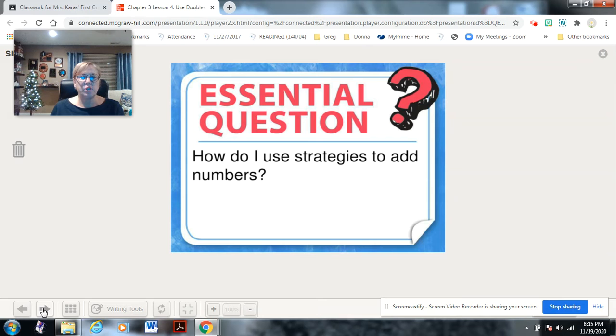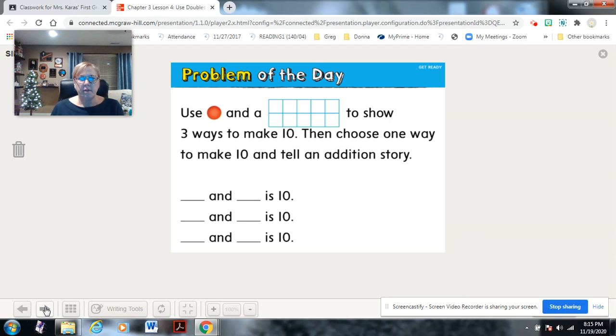How do I use strategies to add numbers is our chapter's essential question that we're working to solve. Right now it says we're going to use our counters and a 10 frame. If you don't have your 10 frame paper, you can always use your whiteboard, and make sure that you have it marked into 10 boxes. Just draw a line in the middle and then 4 lines up and down, okay?